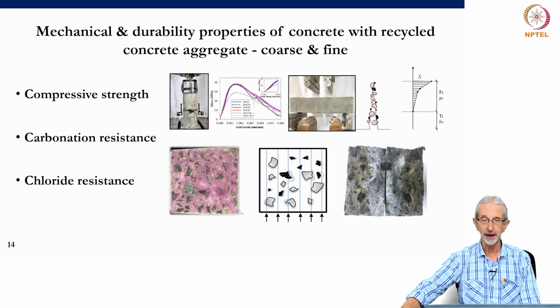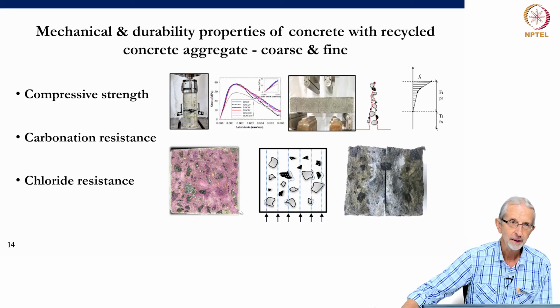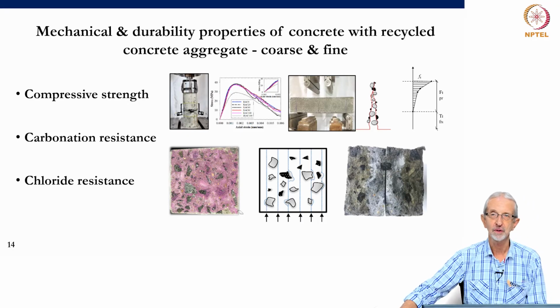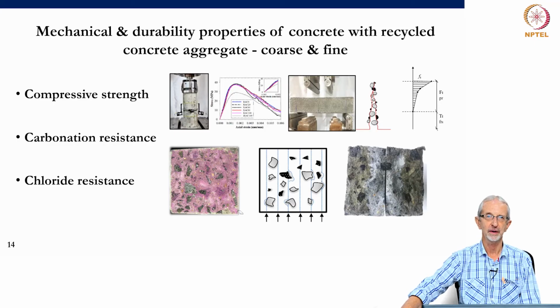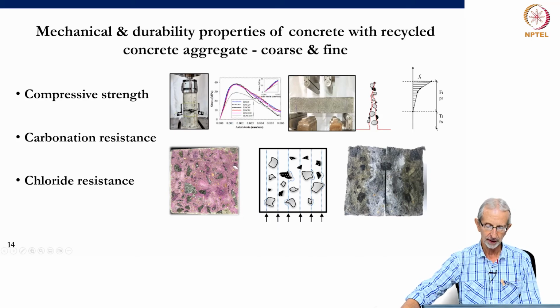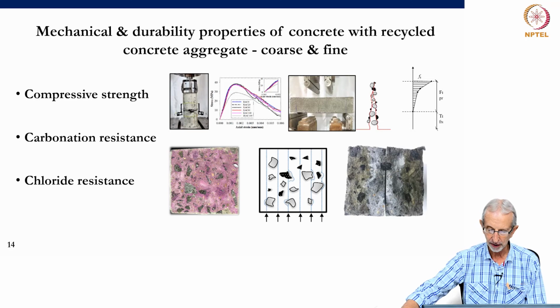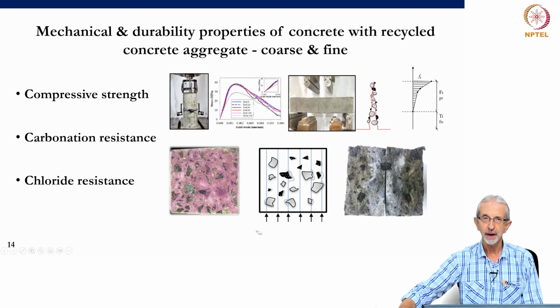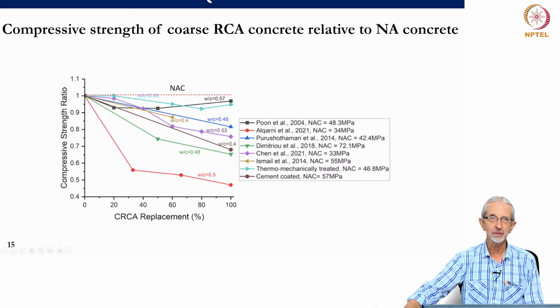Now, let's go on to the mechanical and durability properties of concrete with recycled concrete aggregate, both coarse and fine, and we'll consider three aspects. Compressive strength, that's what most engineers are interested in as the first question they would have. Secondly, carbonation resistance, and thirdly, chloride resistance, the last two particularly, because we are now very concerned about issues like durability in concrete. So let's have a look at each of these in turn and see what we can learn from what we will see.